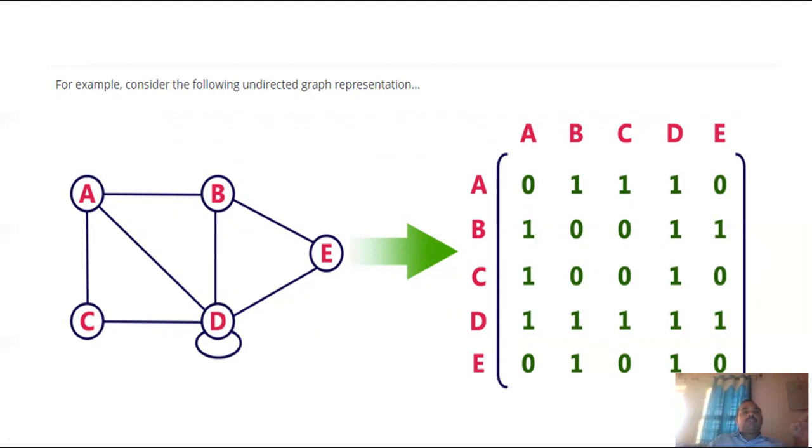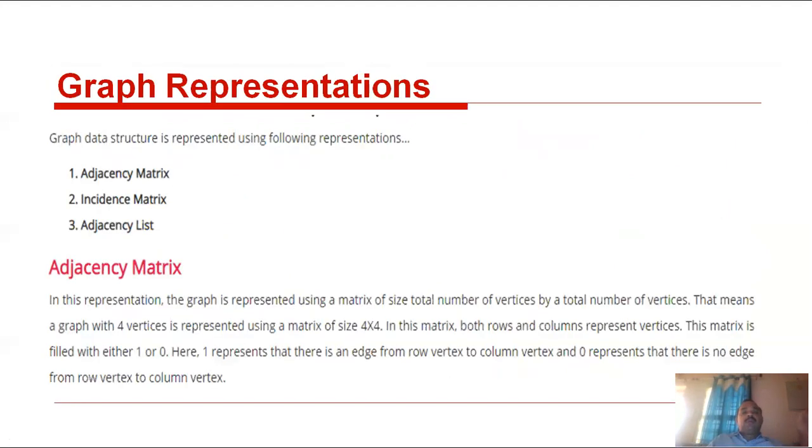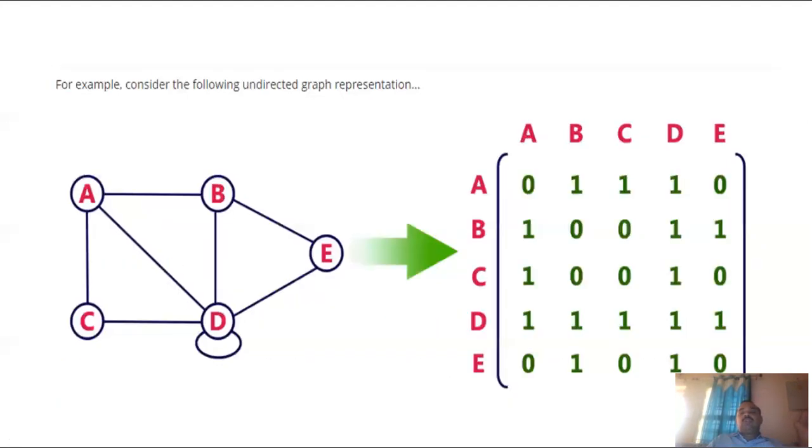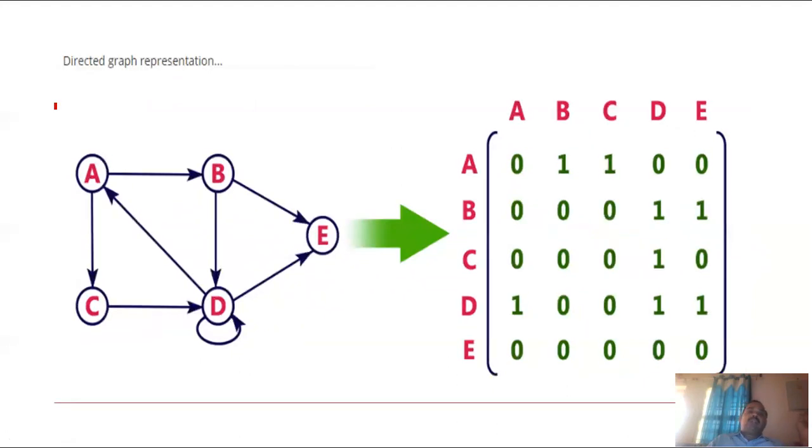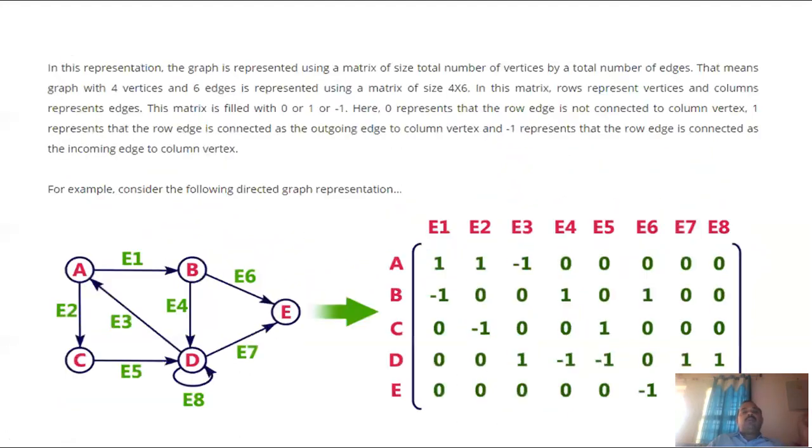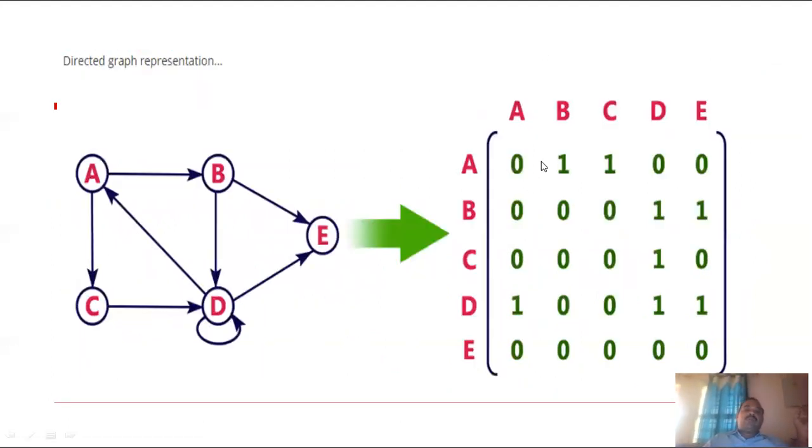Undirected graph representation. Consider the graph representation, adjacency matrix. The first one is the undirected graph, whereas this is the directed graph. We know. So, incidence matrix. The difference is that the adjacency matrix is a square matrix. For example, if there are 3 nodes, then we will get a 3 by 3 matrix. If 4 nodes are there, we will get a 4 by 4 matrix.